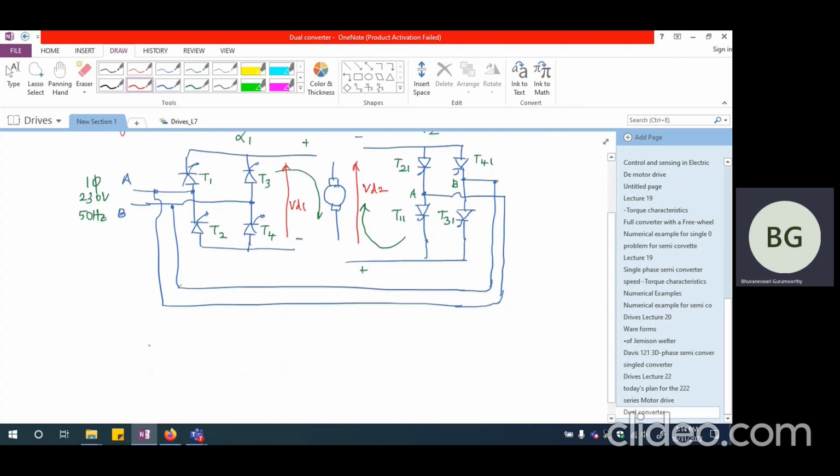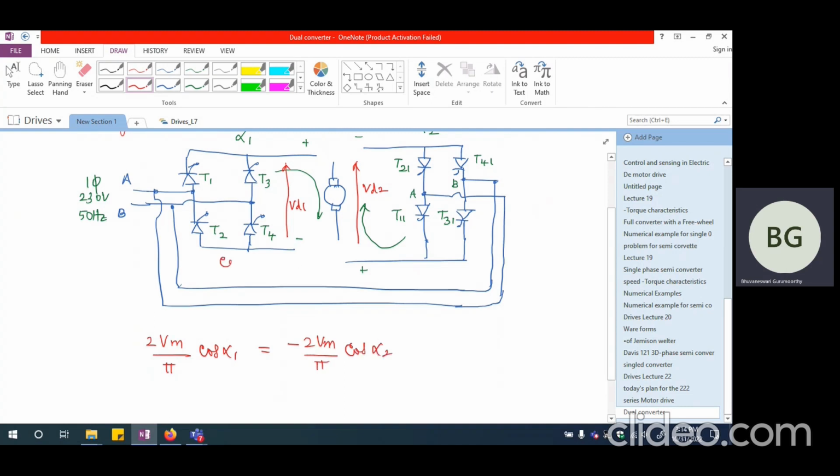So I should say 2Vm divided by pi cos alpha 1 should be equal to minus 2Vm divided by pi cos alpha 2.